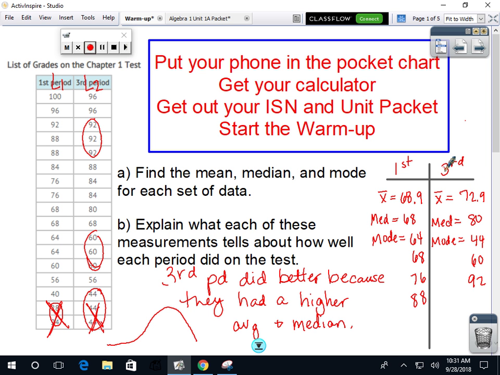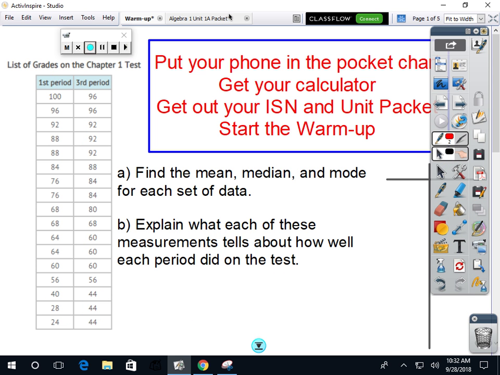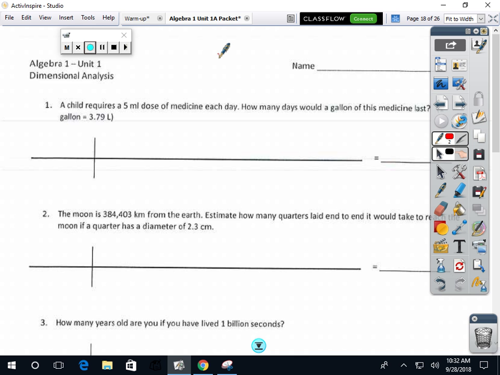All right, now we're going to keep working on dimensional analysis. So get out your packets and turn to page, I can't remember how far we got yesterday in this class.